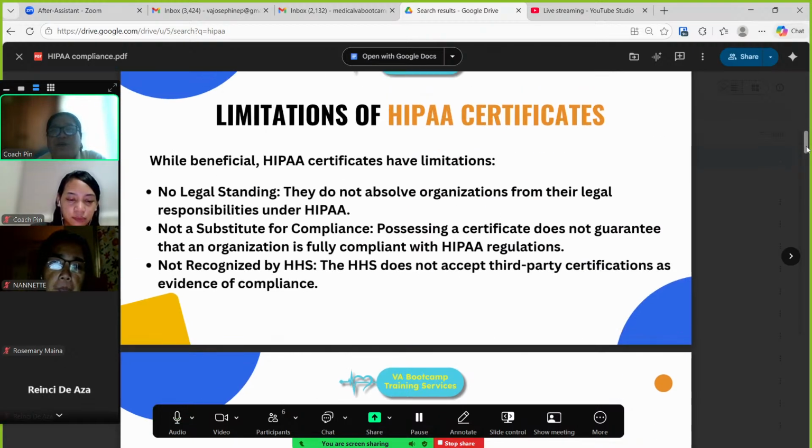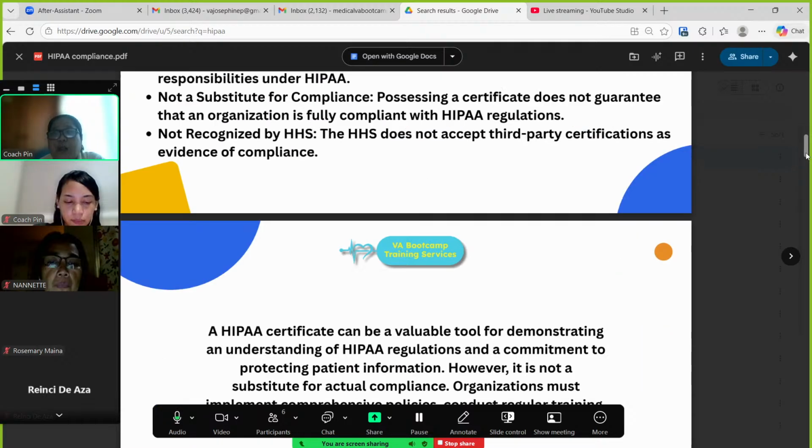All right. So what are the limitations of HIPAA certificates? While it is beneficial, HIPAA certificates have limitations as well. There is no legal standing. They do not absolve organizations from their legal responsibilities under HIPAA. It is not a substitute for compliance, as possessing a certificate does not guarantee that an organization is fully compliant with HIPAA regulations. It is also not recognized by HHS, which does not accept third-party certifications as evidence of compliance.